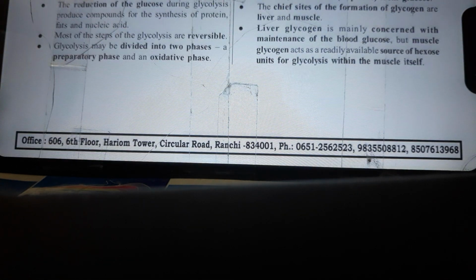Glycogenesis is the synthesis of glycogen in animals and starch in plants from glucose. The chief sites of the formation of glycogen are liver and muscle. Liver glycogen is mainly concerned with the maintenance of blood glucose, but muscle glycogen acts as a readily available source of hexose units for glycolysis within the muscle itself.